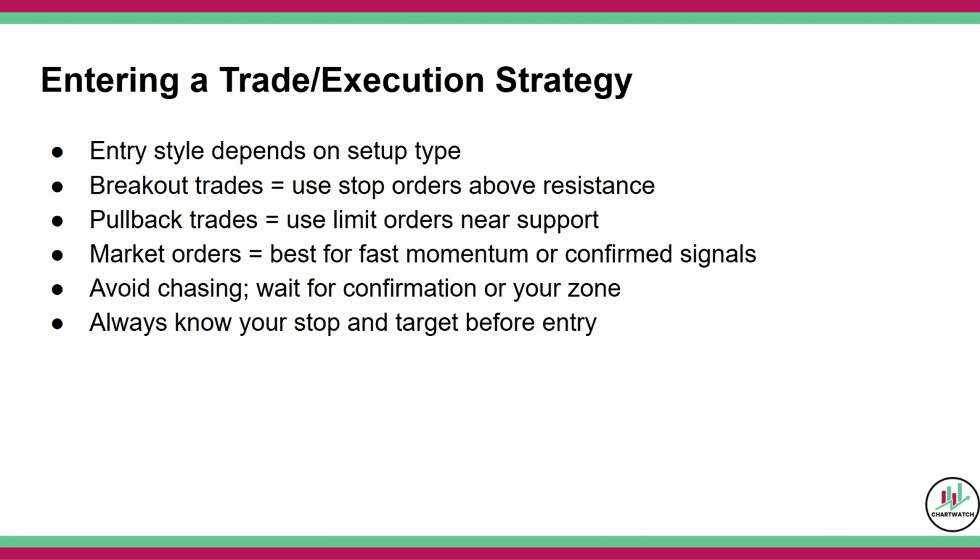If you're trading a breakout and you want to catch momentum as it moves through resistance, you'd often place a stop order just above that resistance. Once price reaches it, your order fires and you're in. On the other hand, if you're trading a pullback setup, like buying near a support zone or VWAP, a limit order lets you get in at a better price if the market pulls back into your zone. If the market's already moving fast and you see clear confirmation, a market order can work. You just have to understand you may get slippage, especially during volatile periods like news events.